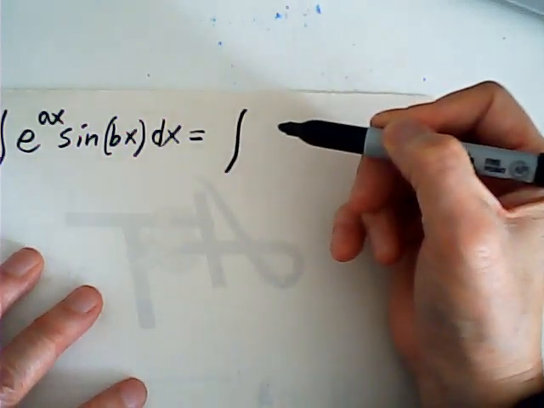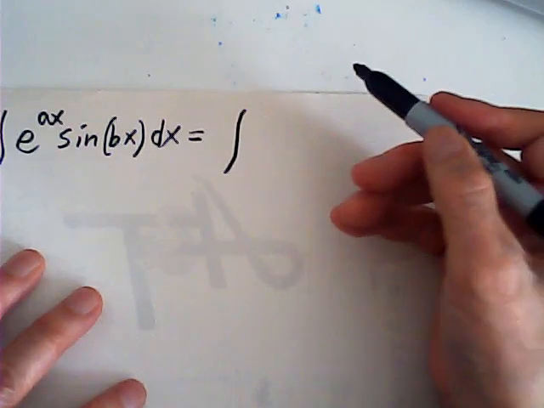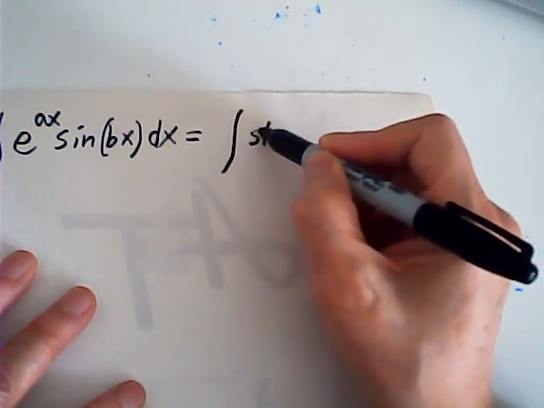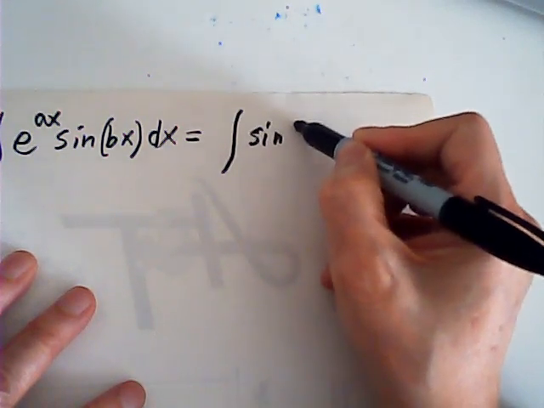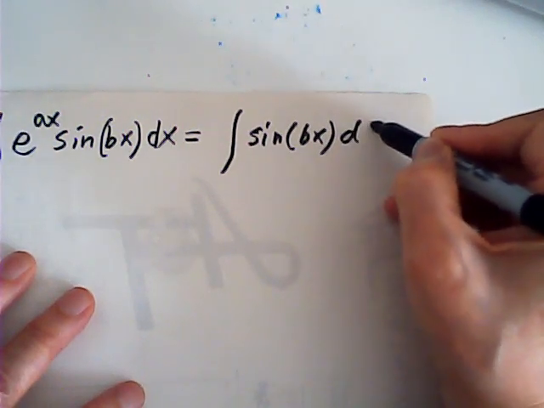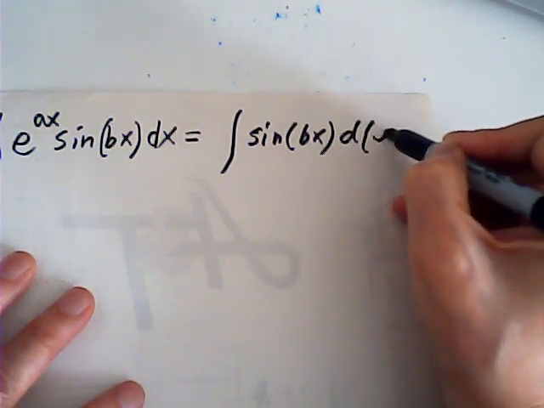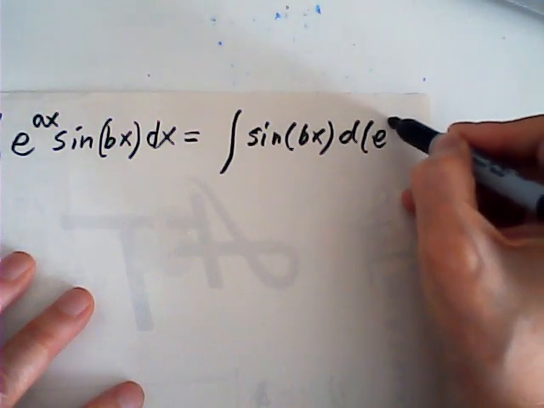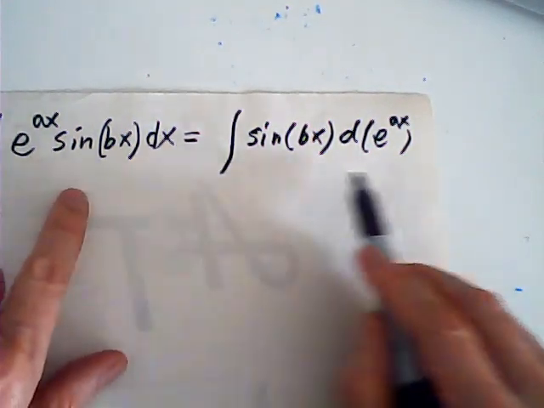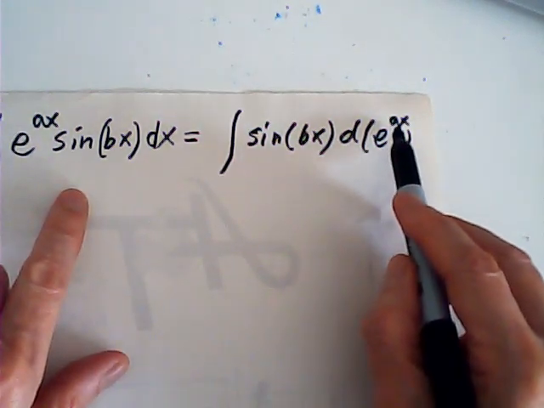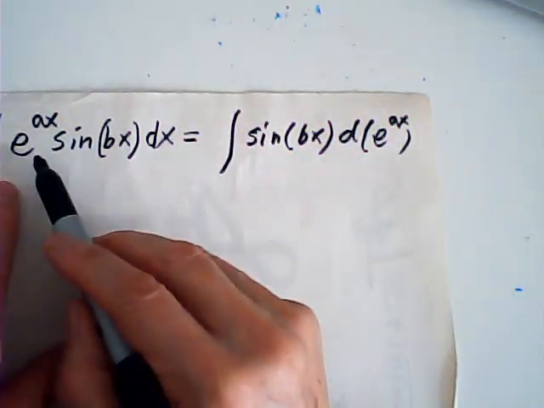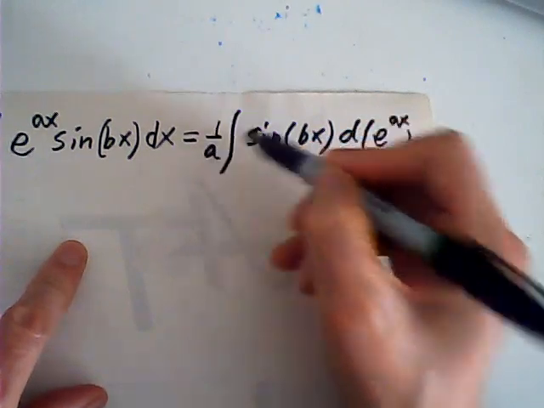One of them is a u, one is a dv. I write to say this is my u, sine bx, and this is my v. But they are not equal because d e to the power ax is a times e to the ax dx. I don't have a here, so I delete that a by multiplying by 1 over a.